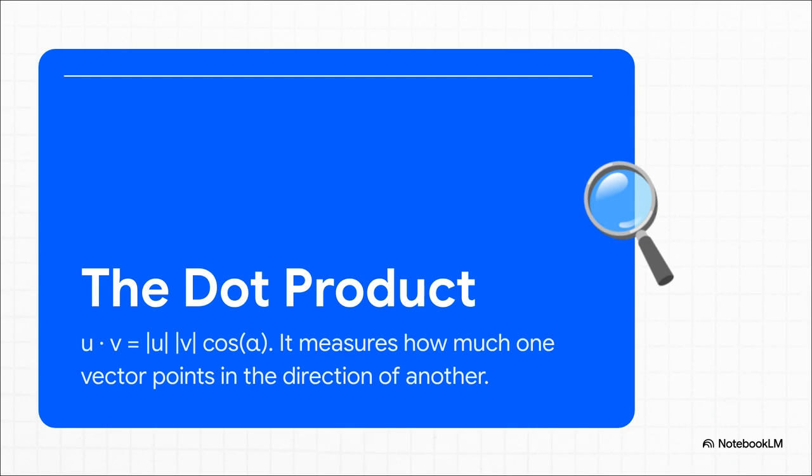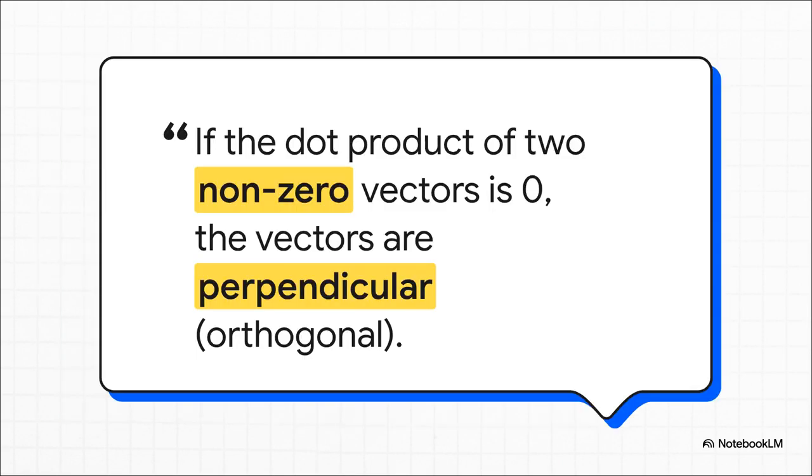If you get a big negative number, they're pointing in opposite ways. It's a test of agreement. And this right here leads to its killer app. We know the cosine of 90 degrees is 0. So that gives us an incredibly easy test. If the dot product of two vectors is 0, they have to be perfectly perpendicular to each other. This one little trick is an absolute cornerstone of geometry.